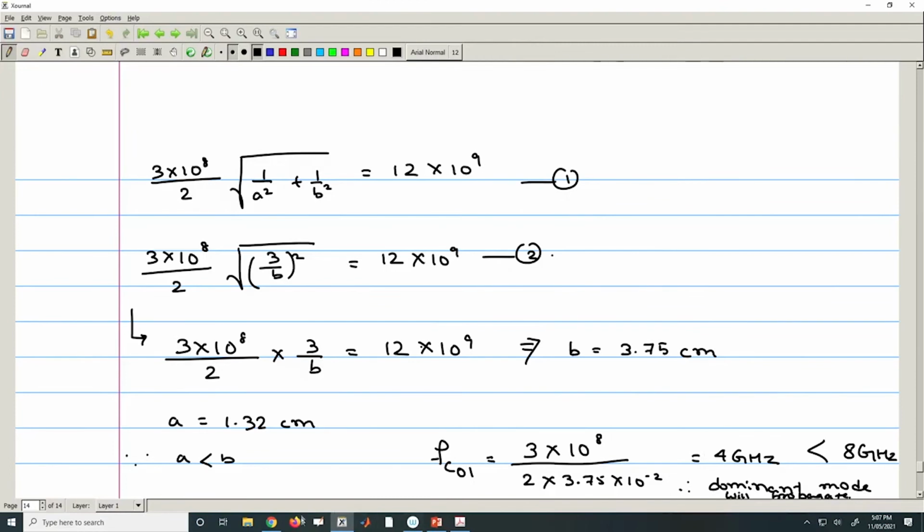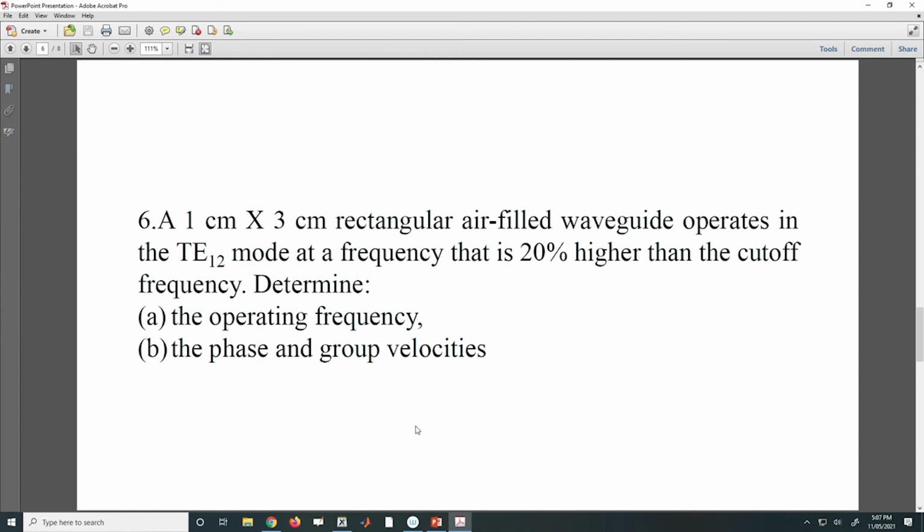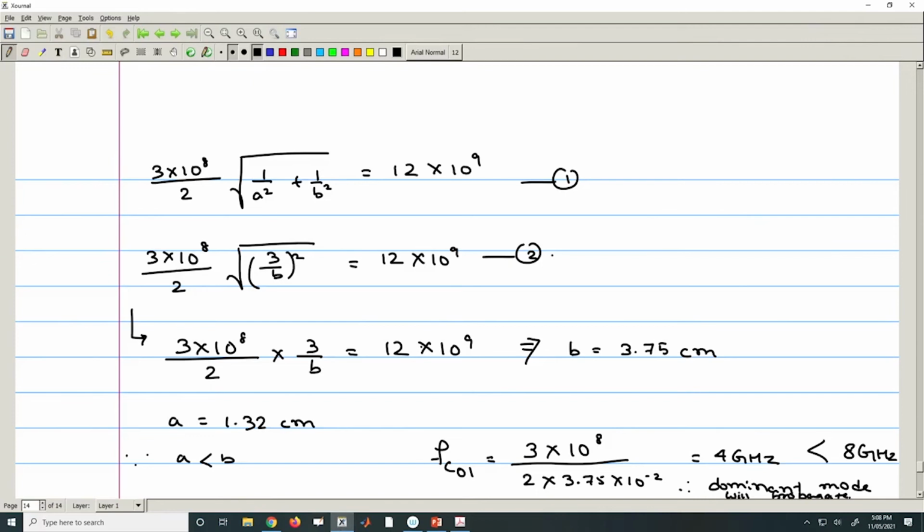Okay. Next question. The next question says that a 1 centimeter cross 3 centimeter rectangular air filled waveguide operates in the TE12 mode at a frequency that is 20% higher than the cutoff frequency. Determine the operating frequency, the phase and group velocities. Okay. So, we will start solving.